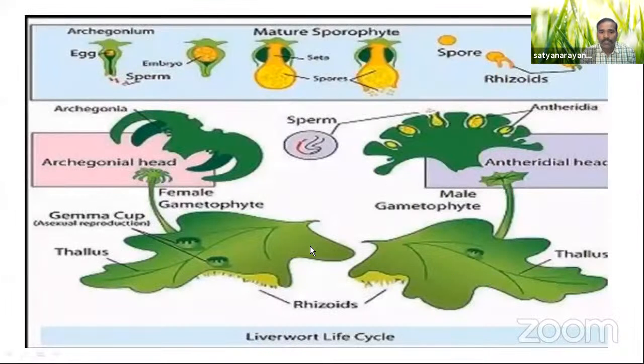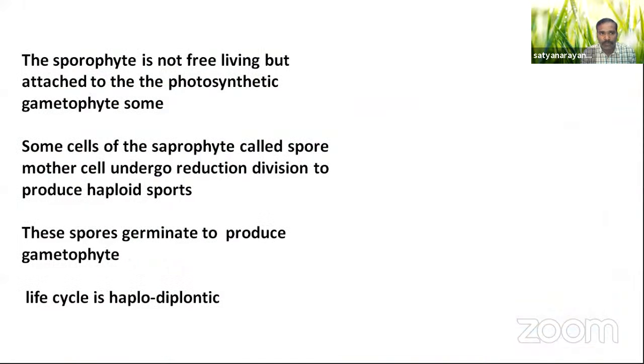And this is the life cycle. This is a Marchantia thallus. It produces the female gametophyte with archegonium and the male gametophyte with antheridium. Within the antheridium, the antherozoids are produced, and within the archegonium, the egg cell is present. The antherozoids are released into the water and reach the archegonium. They fuse and form the embryo. The embryo develops and forms the sporophyte. This type of life cycle is called heteromorphic. The two phases are produced differently.